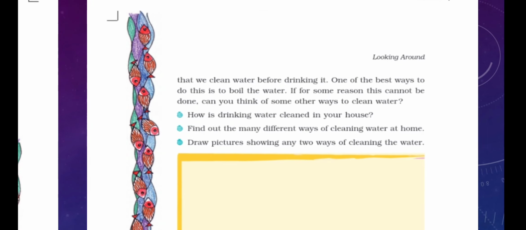Hence we have to clean the water before drinking it, and one of the best ways to do this is to boil the water. Several processes are there to remove the impurities. One of the best ways is to boil the water. It is the best and easiest method. If for some reason it cannot be done, we think of some other ways to clean the water. If through boiling the pollution cannot be removed, we can use some other ways to remove the impurities or pollution of the water. Several processes are there, so we will discuss these processes.